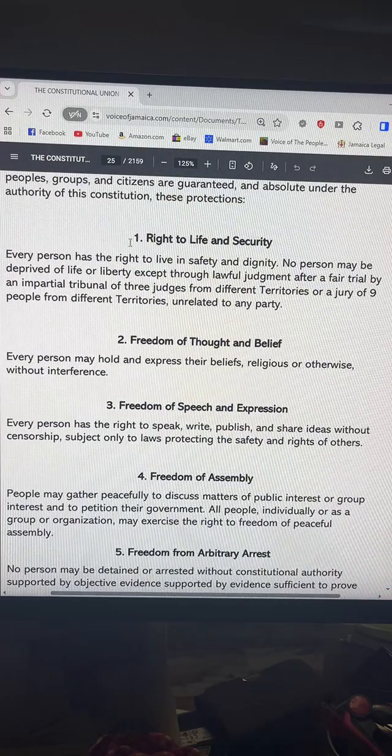So the first right we have is the right to life and security, right? Every person has the right to live in safety and dignity. No person may be deprived of life or liberty except through lawful judgment after a fair trial by an impartial tribunal of 3 judges from different territories or a jury of 9 people from different territories, unrelated to any party.